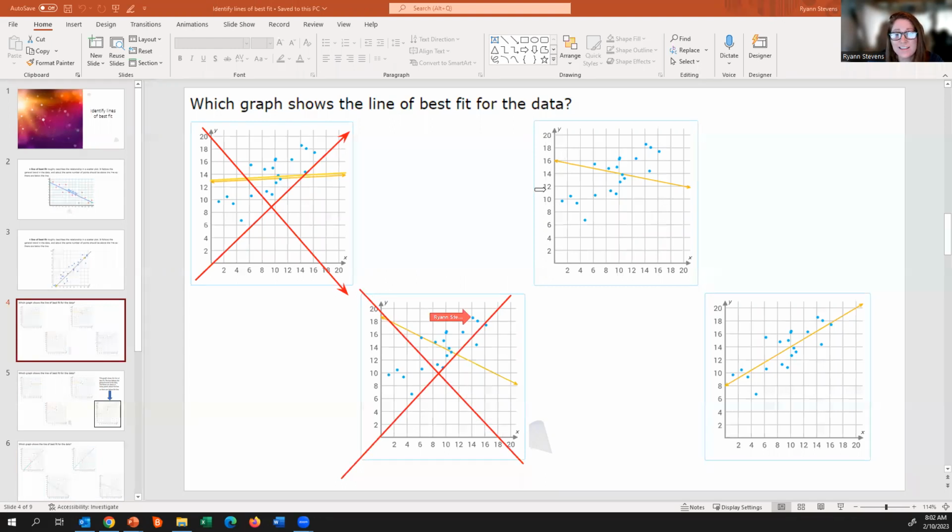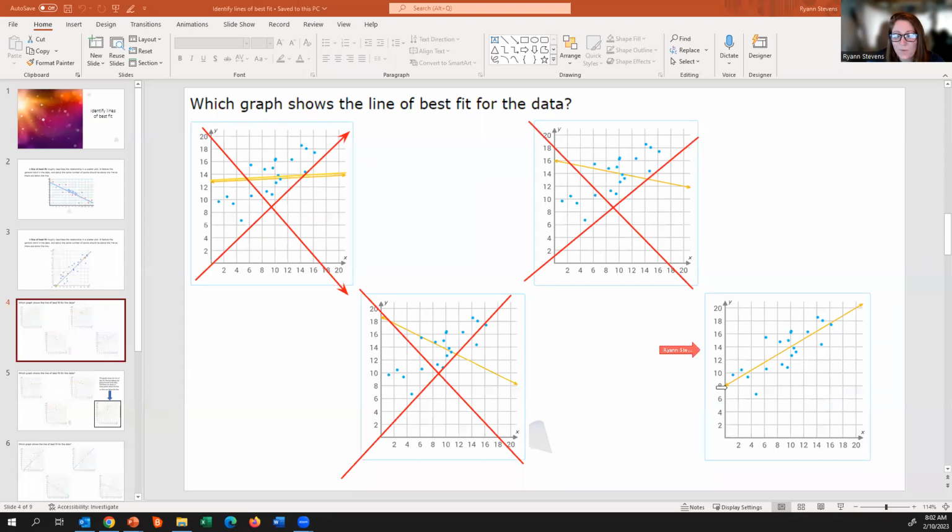Now, again, over here on this example, we have this yellow line, which is our line of best fit. We can see that this one is also, from left to right, going to be a slight decrease. And we know that the data is increasing. So we would say that this is also not going to represent our data in the scatter plot.